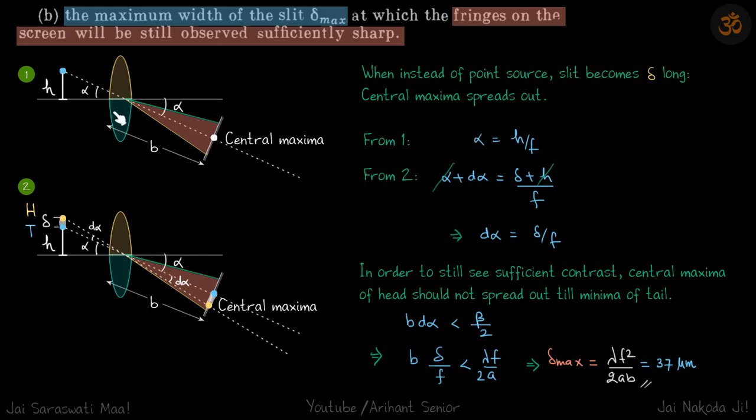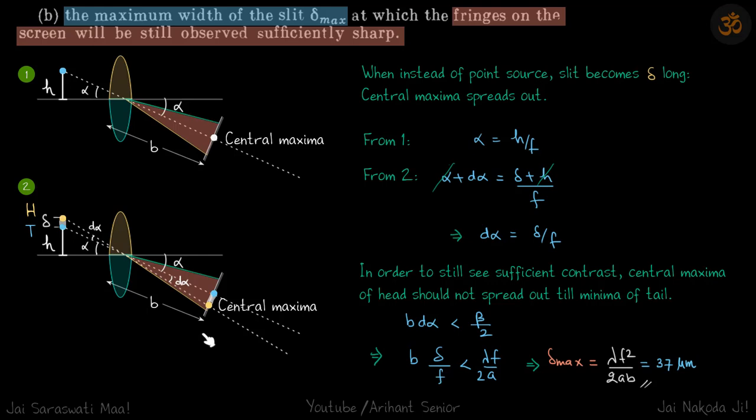Now let's find the value of alpha. So from 1, tan alpha is equal to h upon f. And from 2, tan of alpha plus d alpha, so that is equivalent of alpha plus d alpha, is equal to delta plus h upon f. So from here, when we cancel out alpha and h by f, we get d alpha is equal to delta by f.